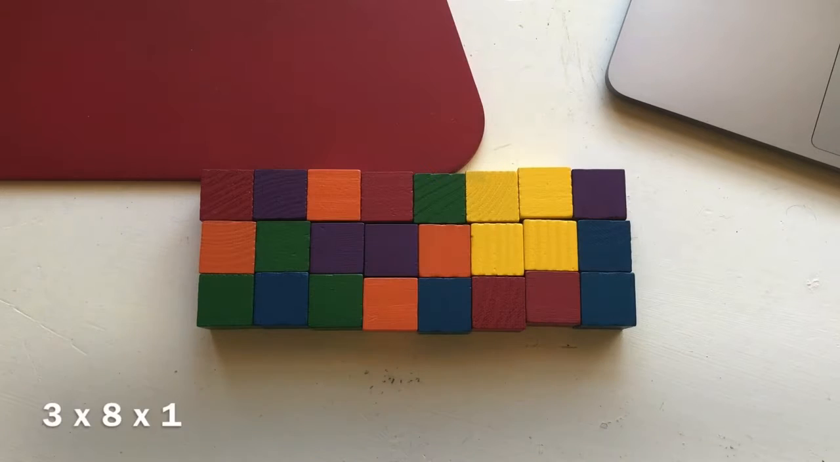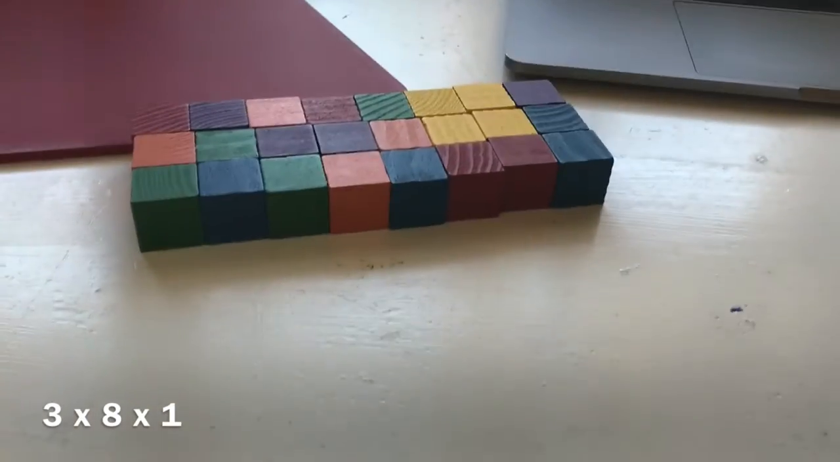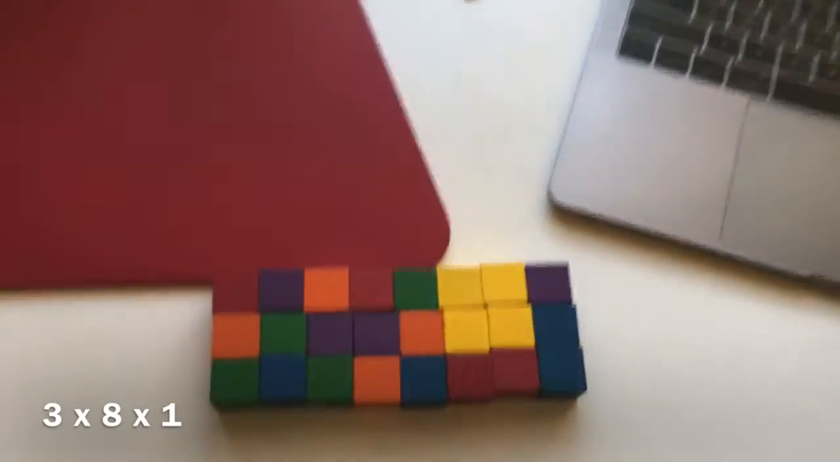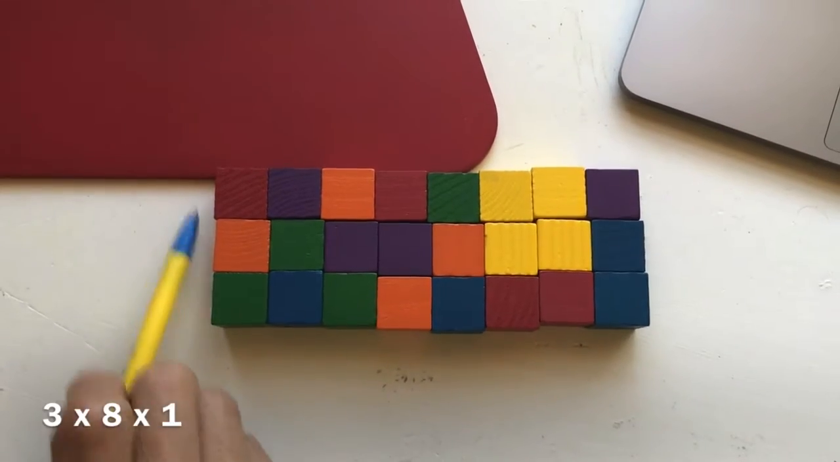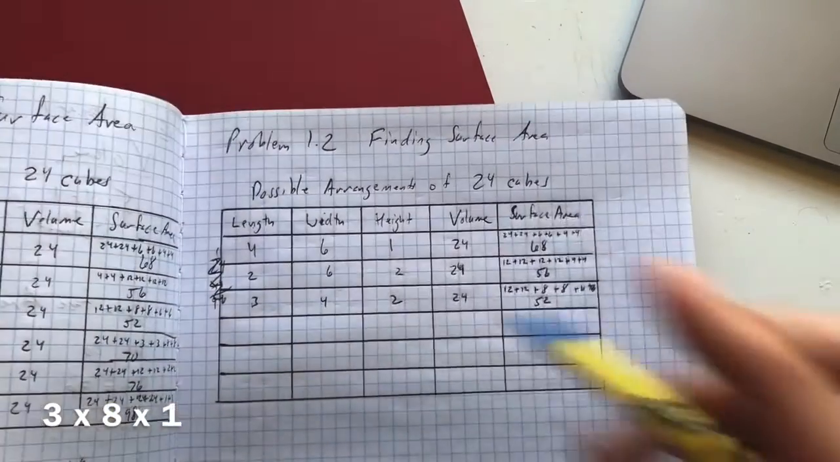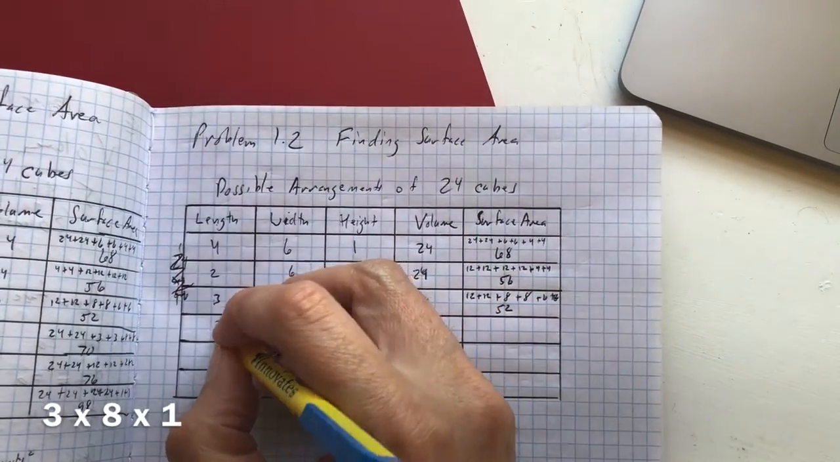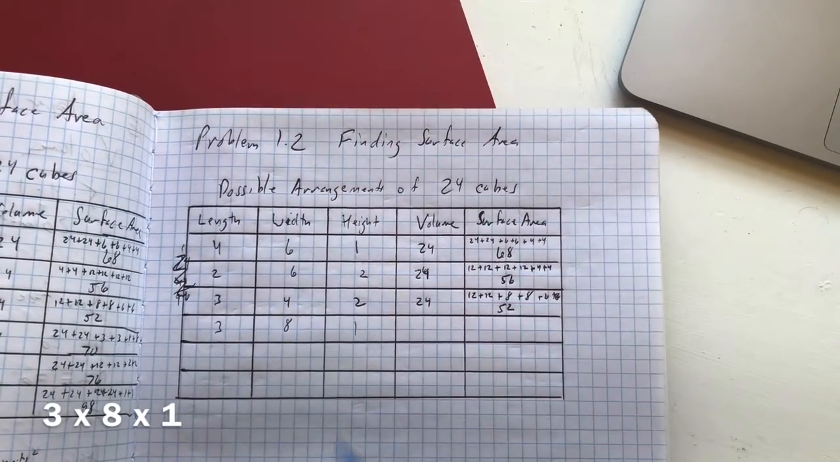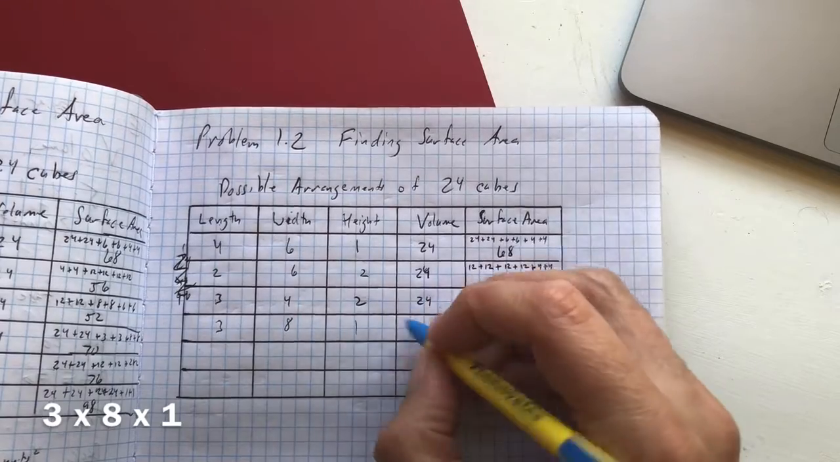And the next one, you see here we've got a 3 by 8 by 1. Okay, so those are our measurements there. So we have here length is going to be 3, width is 8, height is 1. So there, 3 times 8 times 1, 24.